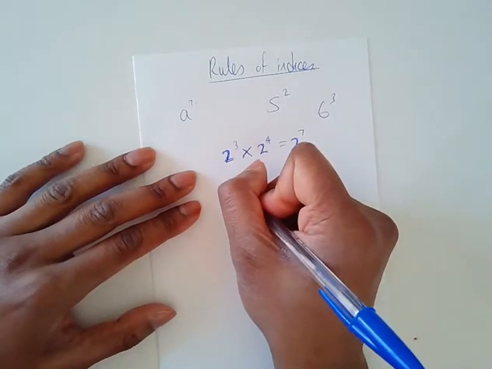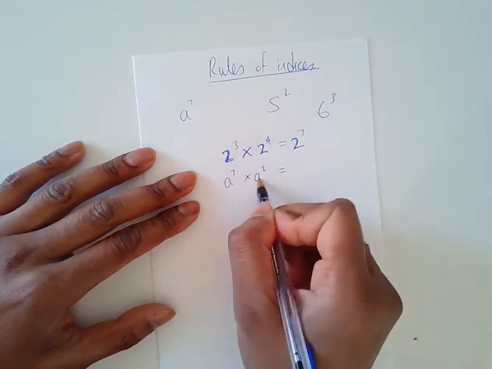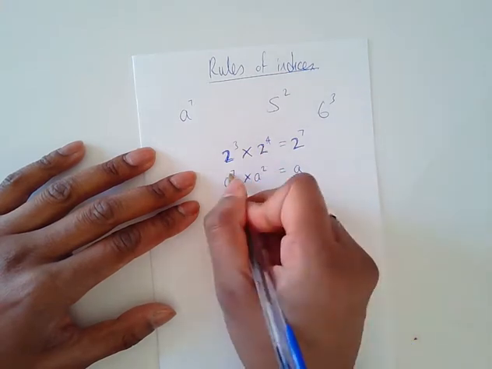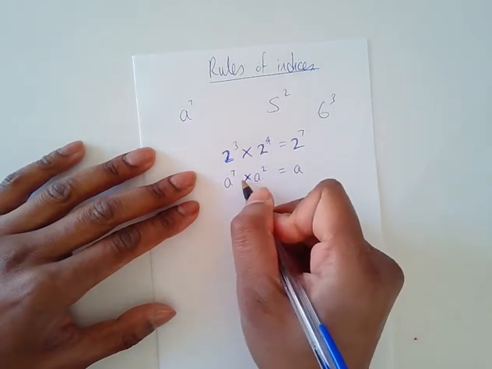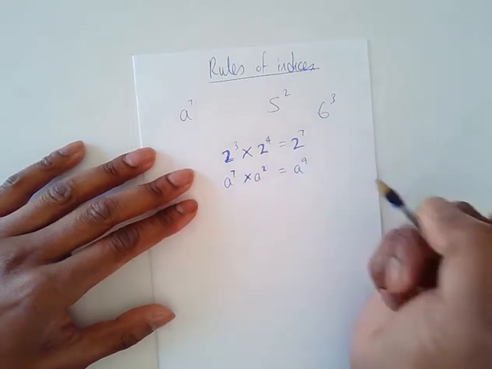You could do the same thing with algebra as well. If the bases are the same and you happen to be timesing in between, copy the base and then add the indices. So when it's timesing in between, you add the indices. 7 plus 2 is 9.